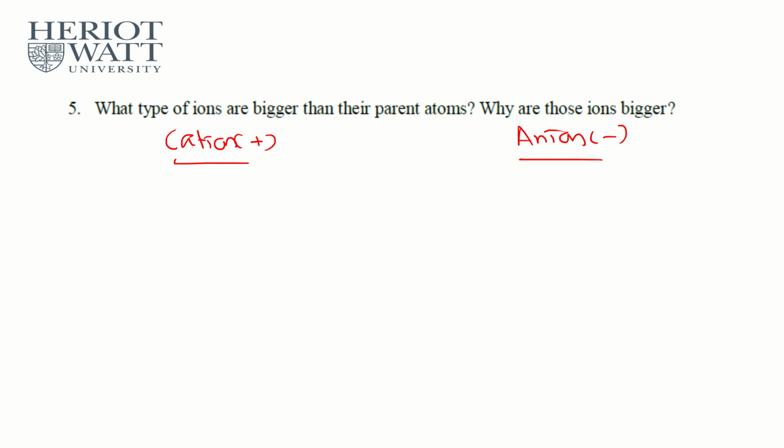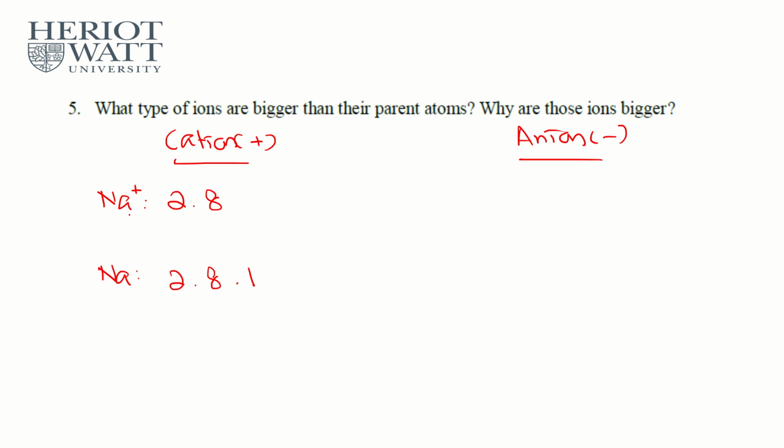Now, what does it mean by bigger than their parent atoms? For cations, the example given will be sodium, a positive ion, and the parent atom is before it turns into an ion, which is the sodium atom. What is the configuration? 2.8 after losing 1, from 2.8.1. When they want to know which one is bigger and which is smaller, what do we need to compare? Same thing: core charge and shielding effect.